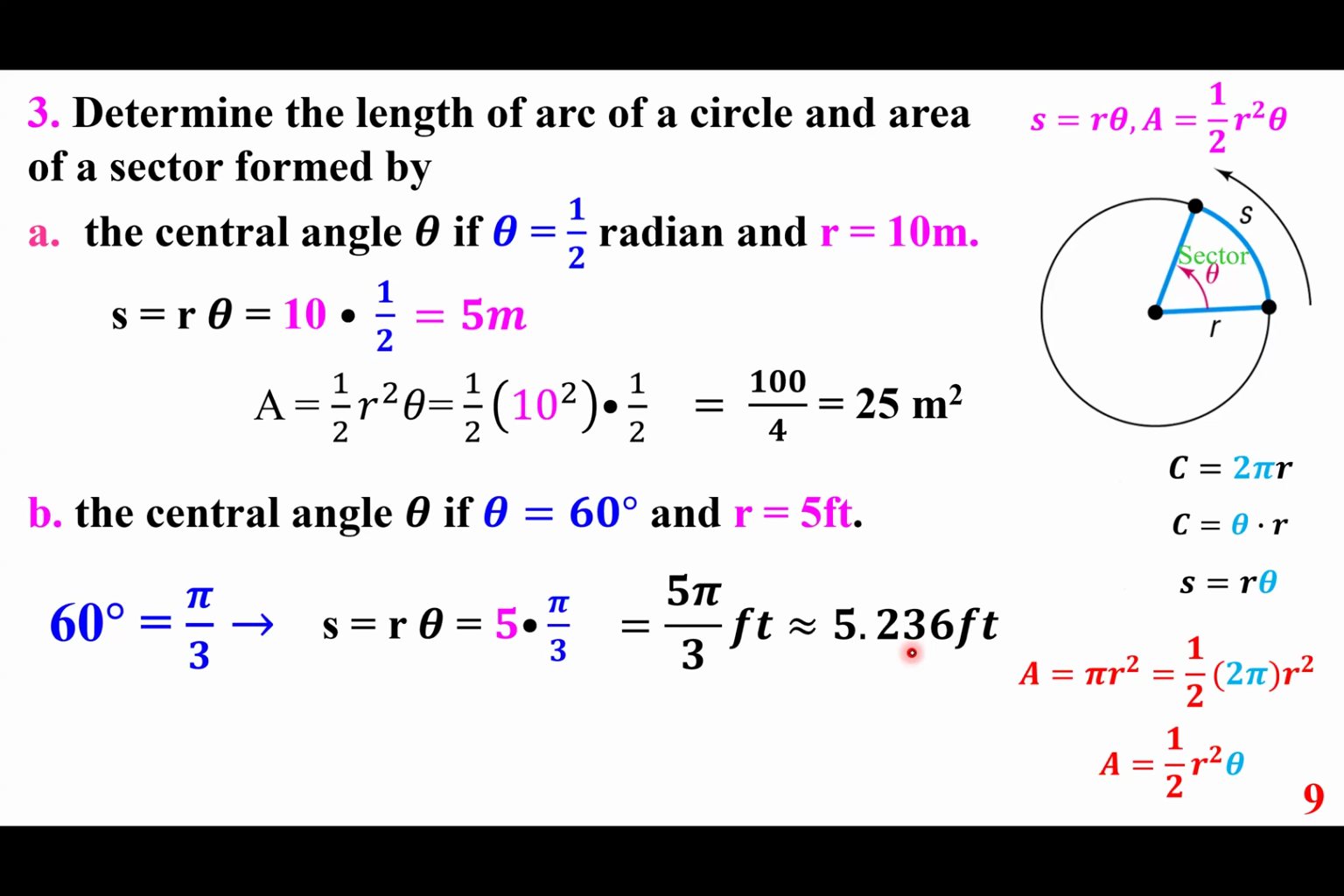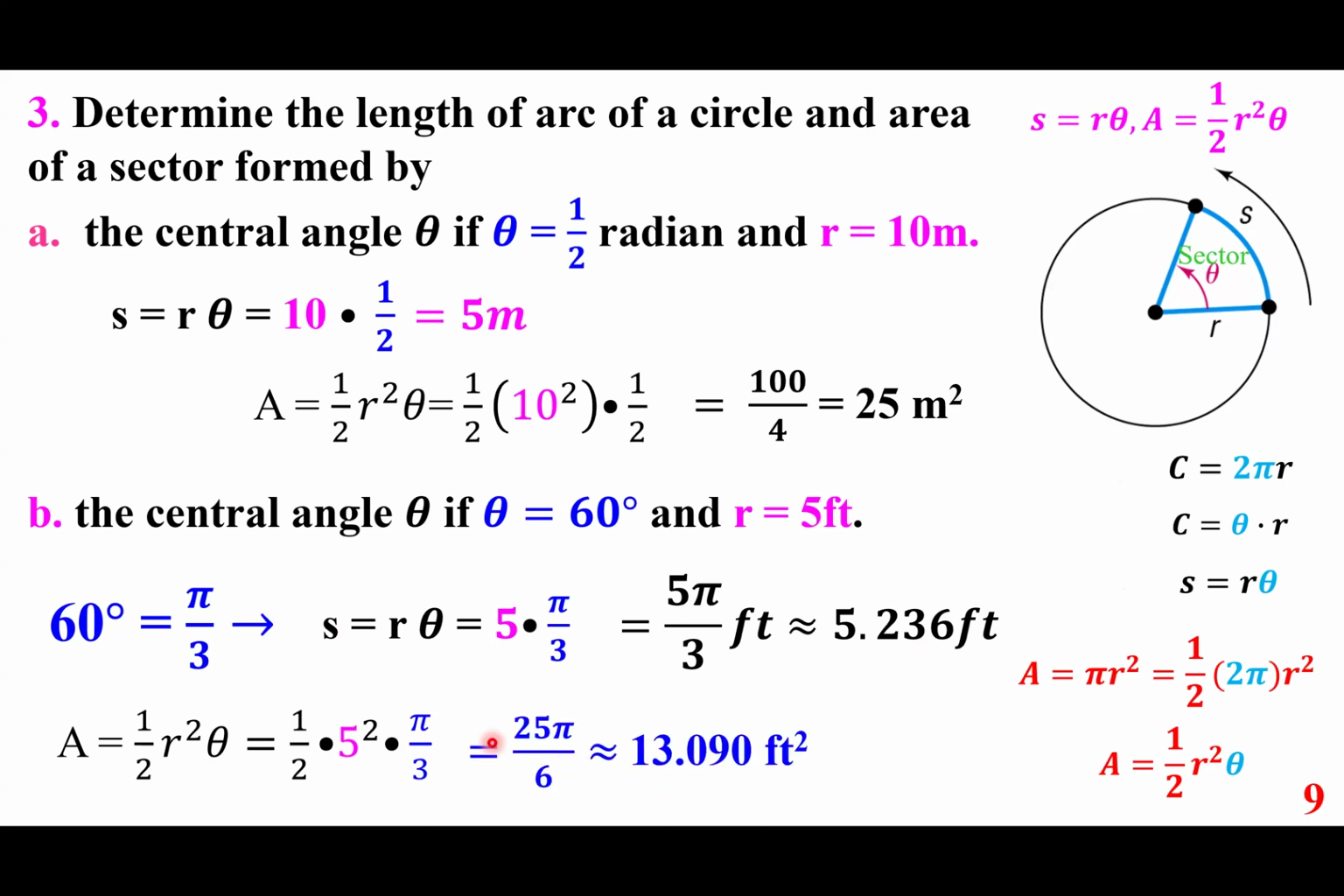What about the area of a sector? Half of r squared theta. r is 5 and theta is pi over 3. This is 25, 25 pi in the numerator, 6 in the denominator. Again, exact answer. And then however many decimals results in 13.090 units of the area, square feet.